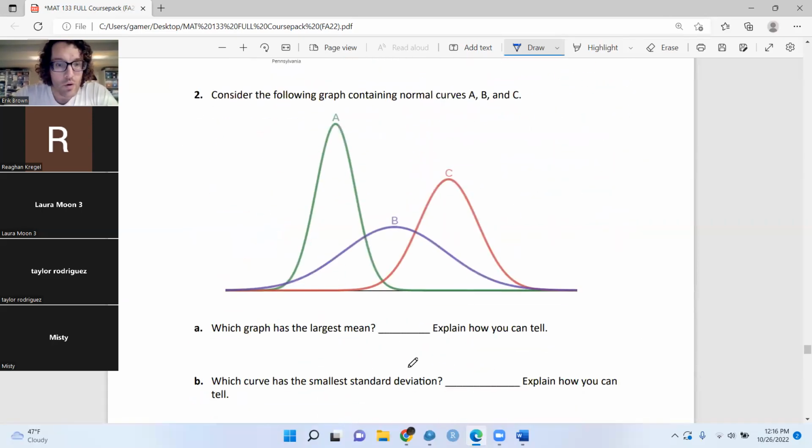Okay, which of these graphs has the largest mean? I said C because it was furthest to the right. Good. Remember, this is like scaled 1, 2, 3. So this mean, which is here, is the largest. Awesome. Smallest standard deviation.